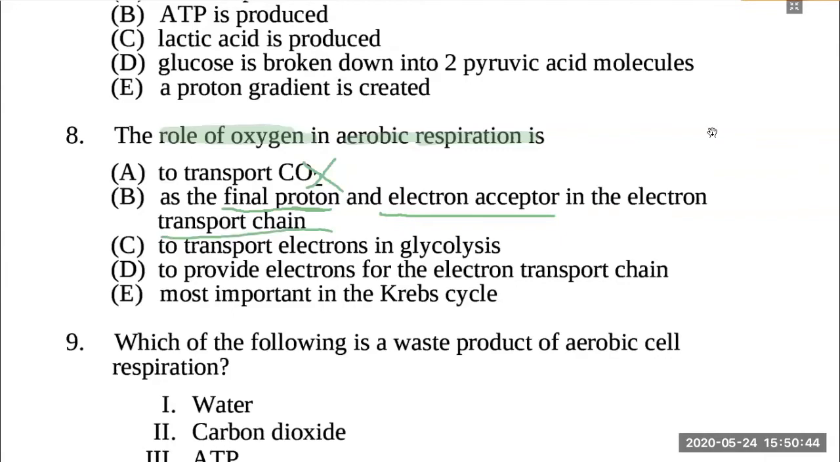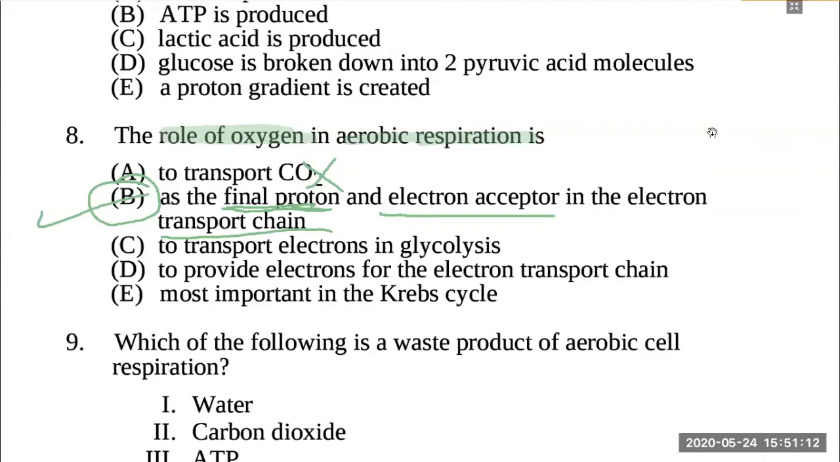During this process, oxygen will enter into the process in which it serves as the last acceptor for the protons and electrons. So it's the main role of the oxygen in the electron transport chain. So the answer for the question is B.